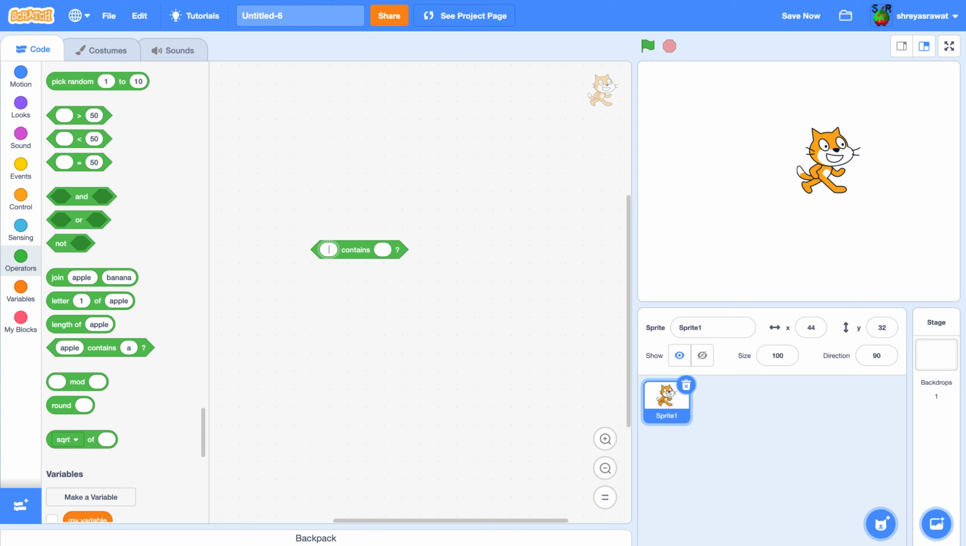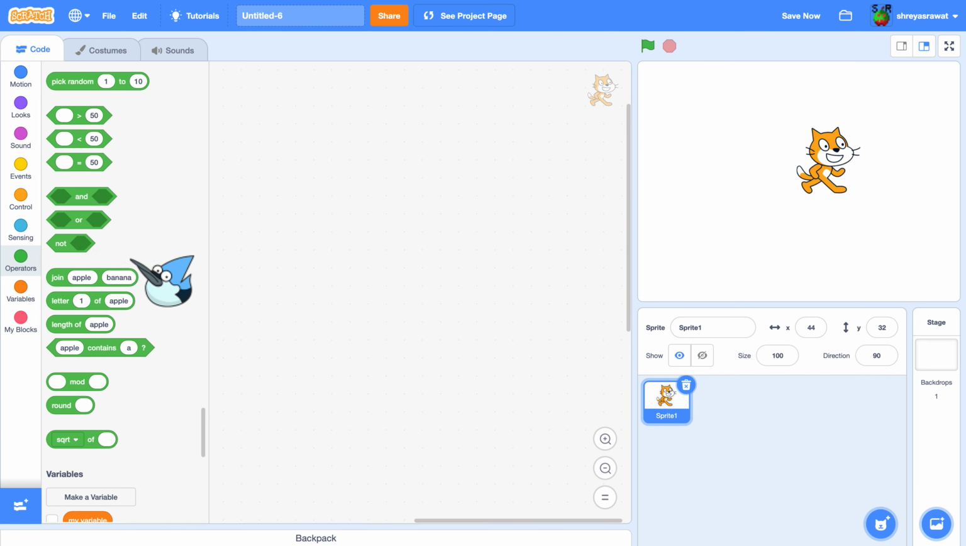This also works for numbers, as I said. If I say 80 contains 0, it will say true because the digit 0 is in 80. And as you can see, it says true. And if I say 9, then it will say false because the digit 9 is not in 80. So false.